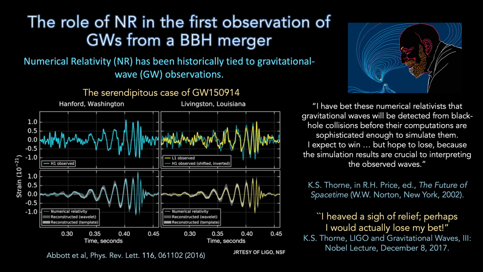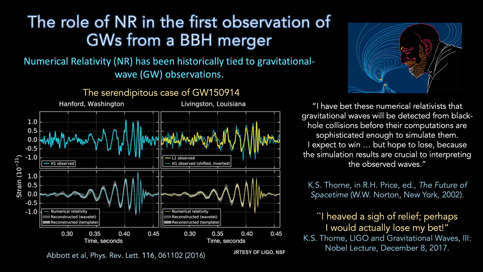So there has been a lot of work behind this field for a number of years, and for a number of years it has been very difficult to solve Einstein's equations on a computer. Certainly, it's not like it is now. In fact, there was this bet from Kip Thorne, who you know won the Nobel Prize in 2015, where he had bet that numerical relativists... I will read you the bet actually. I have bet these numerical relativists that gravitational waves will be detected from black hole collisions before their computations are sophisticated enough to simulate them.